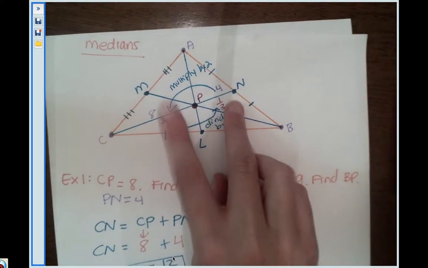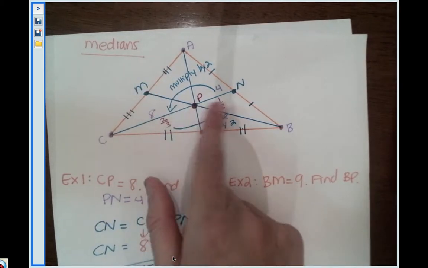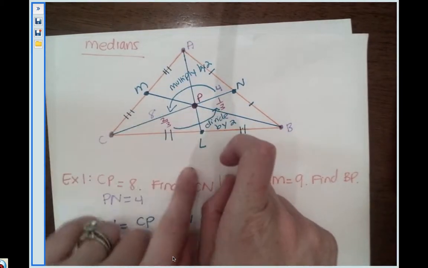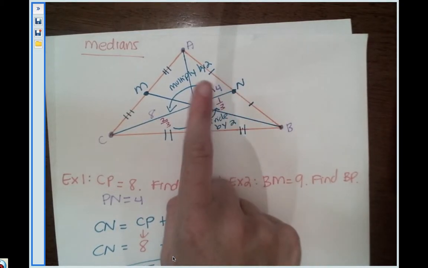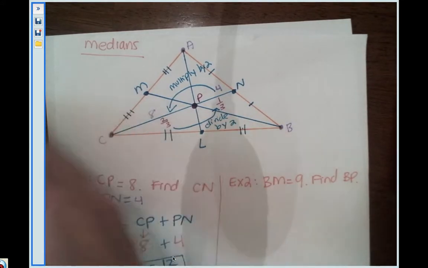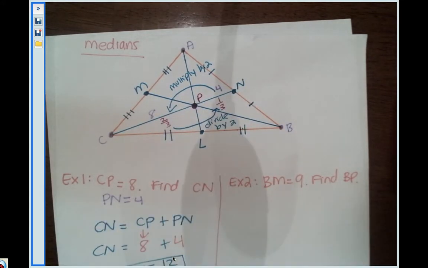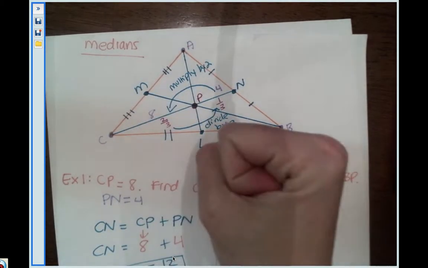Alright, and we can't forget this property that we talked about in the last video. The distance from any vertex to the centroid is 2/3 the length of the whole median, and the distance from the centroid to the side of the triangle, which can apply on any side, is 1/3 the length of the entire median. So we need to remember that as we tackle example 2.